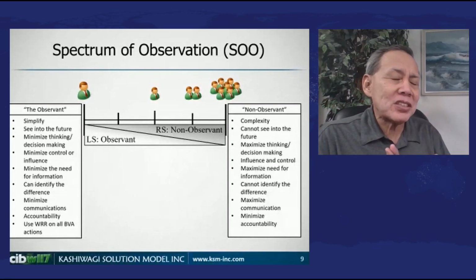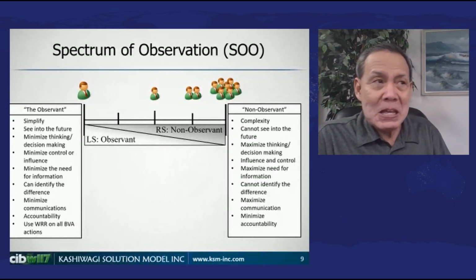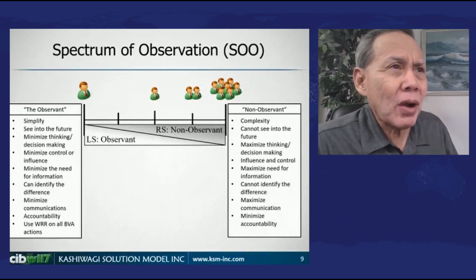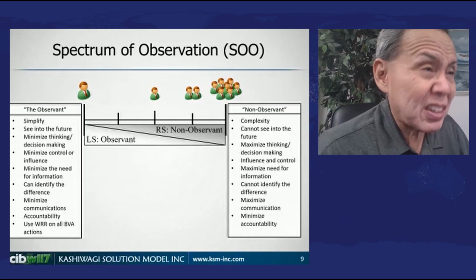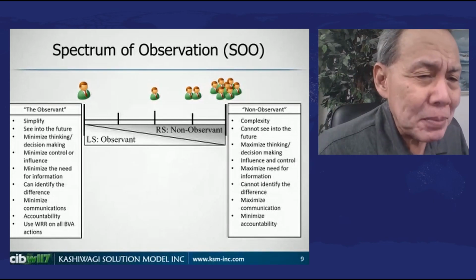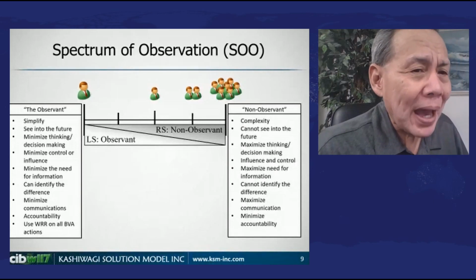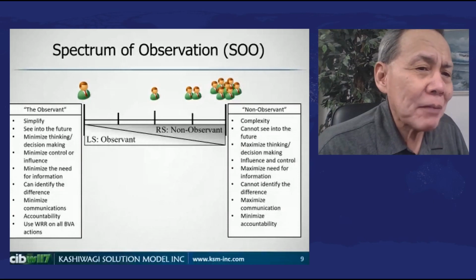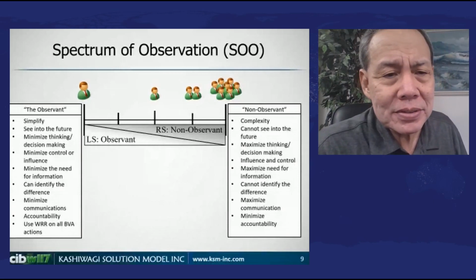Once people see things as complex, if they're on the right-hand side here, they try to drive information to themselves. They try to maximize their thinking. Now they have to make decisions. Now it's going bad. Now they have to put more control on this. And the whole thing happened because they can't tell the difference.